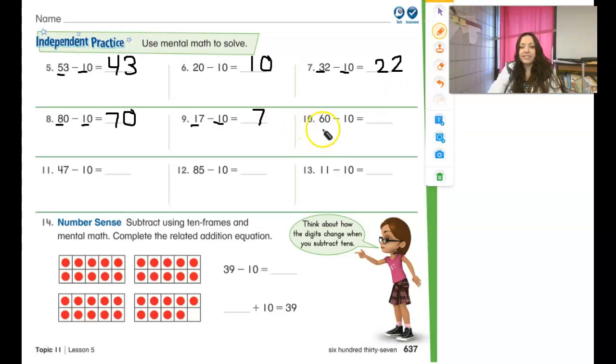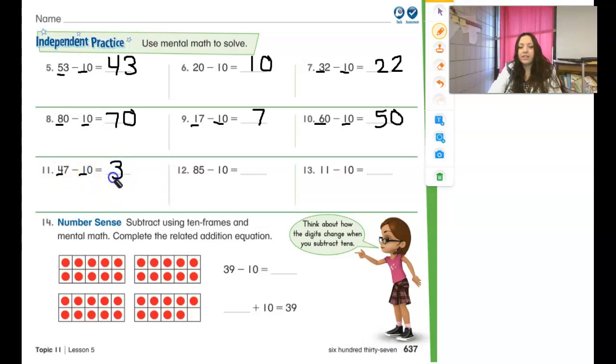What about 60 take away 10? I had 6 tens. I took 1 away, so 6 take away 1 equals 5. Very good. And then I had 0 ones. I didn't touch the 0 ones, so I'm just going to put my 0. So 60 take away 10 equals 50. 47, I had 4 tens. I take away 1. What's 4 take away 1?